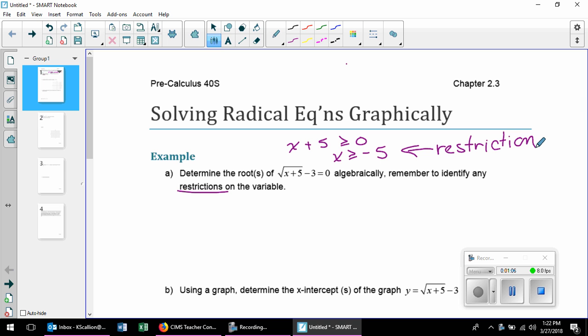This way you can reject answers based on your restriction. It's kind of like that non-permissible value, except it's a bunch of values.